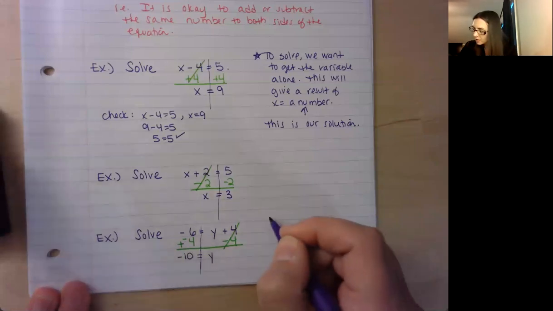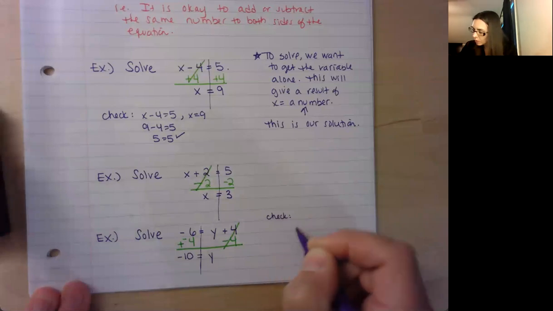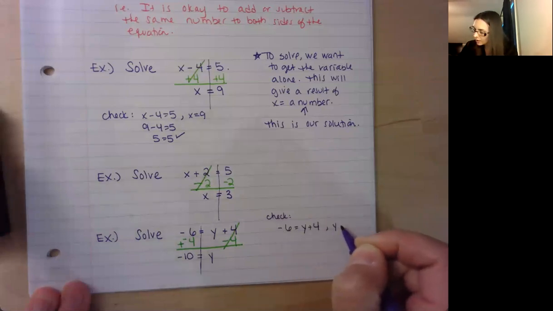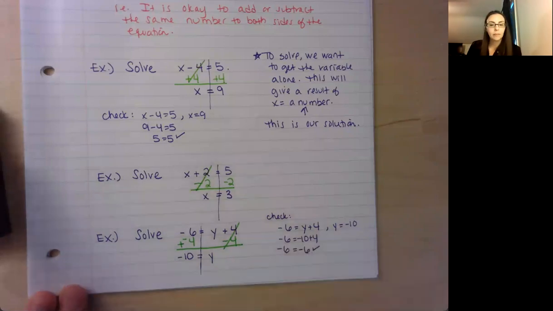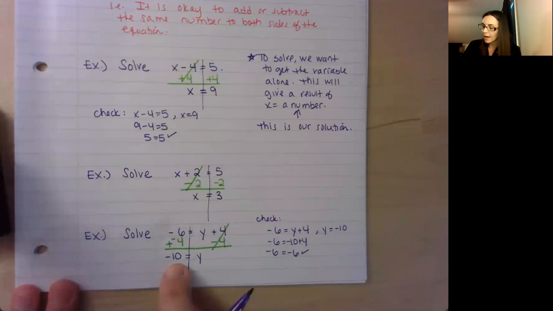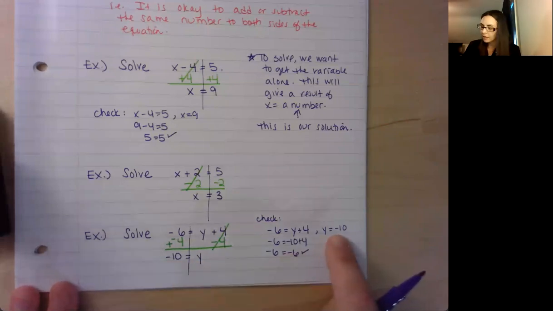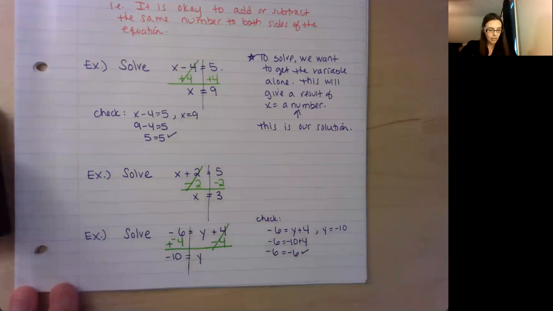And I'll do this check because this one's a little bit different. So I go back to my original equation, and I'm going to replace y with negative 10. Now, negative 10 plus 4 is negative 6, so this checks out. Notice that it doesn't matter which side my y is on, or my variable, it's the same thing. Negative 10 equals y, or y equals negative 10 is the exact same thing. So you can change that order at the end if you like.